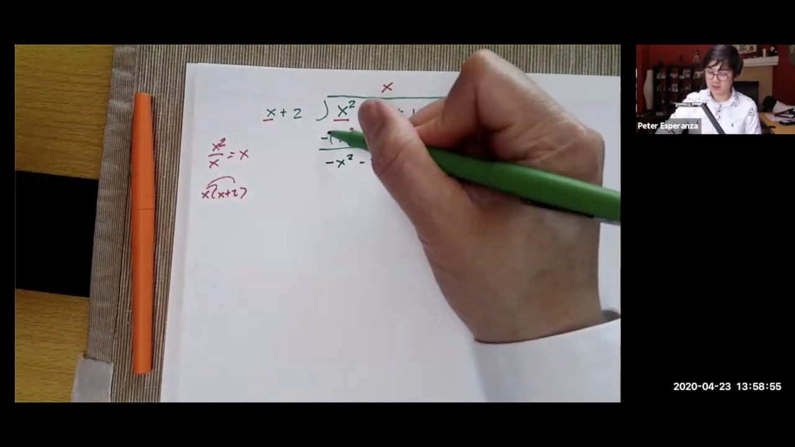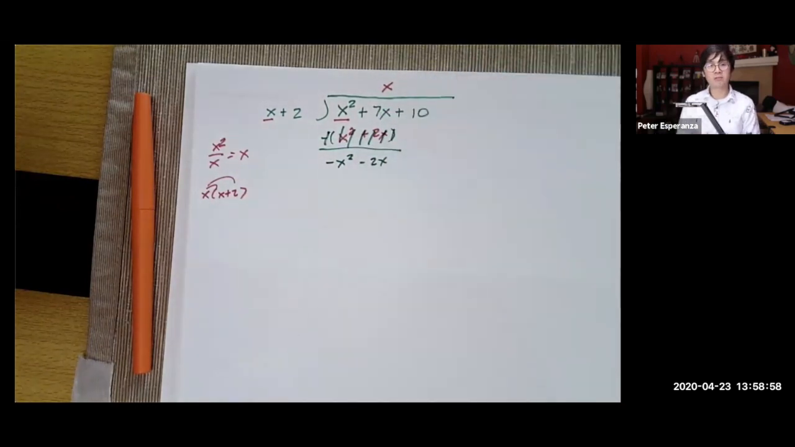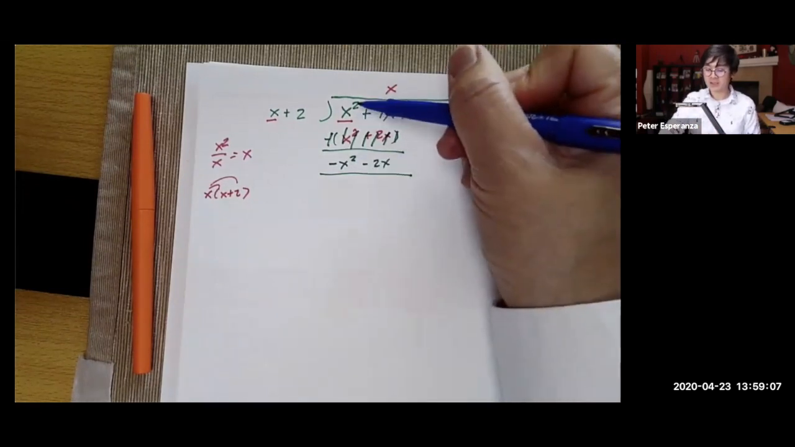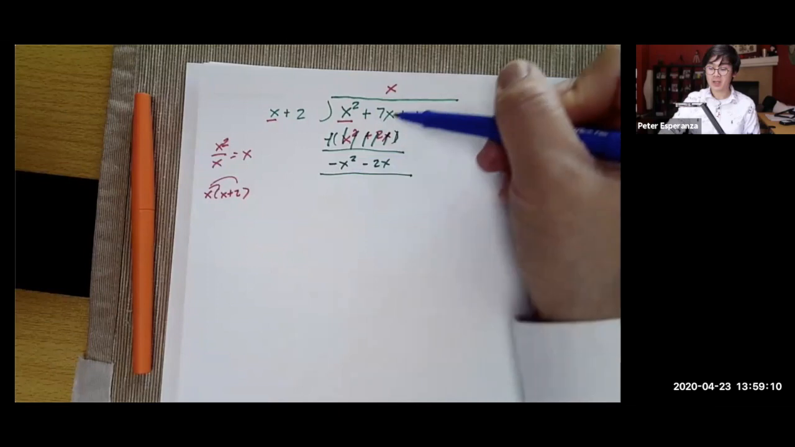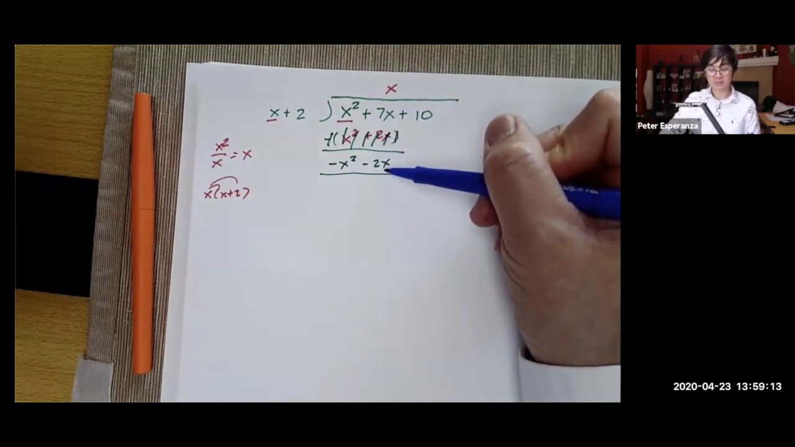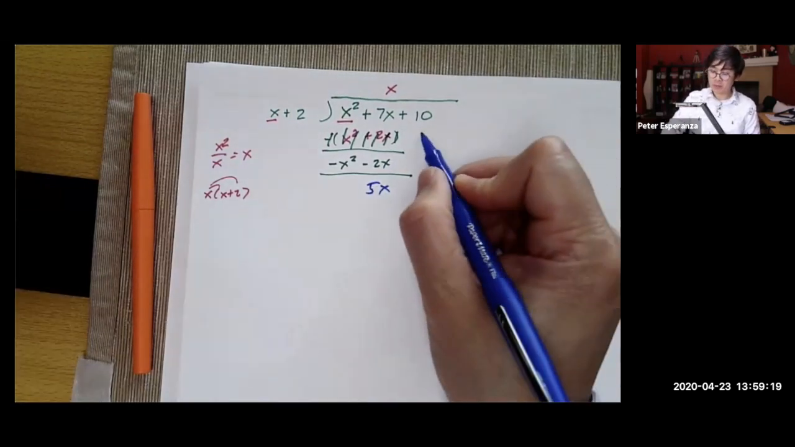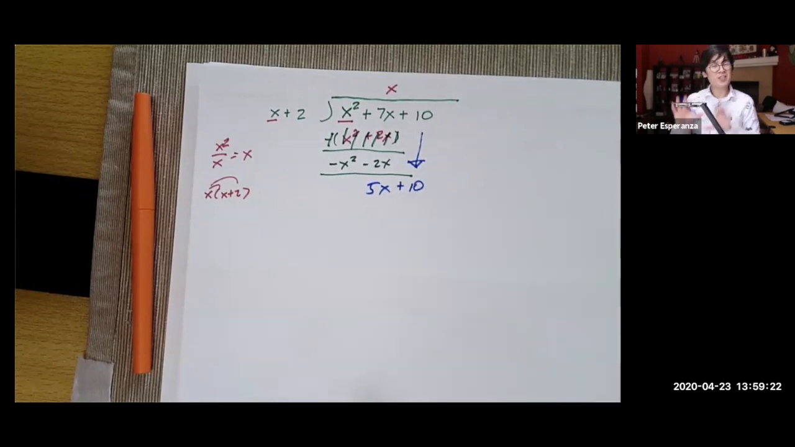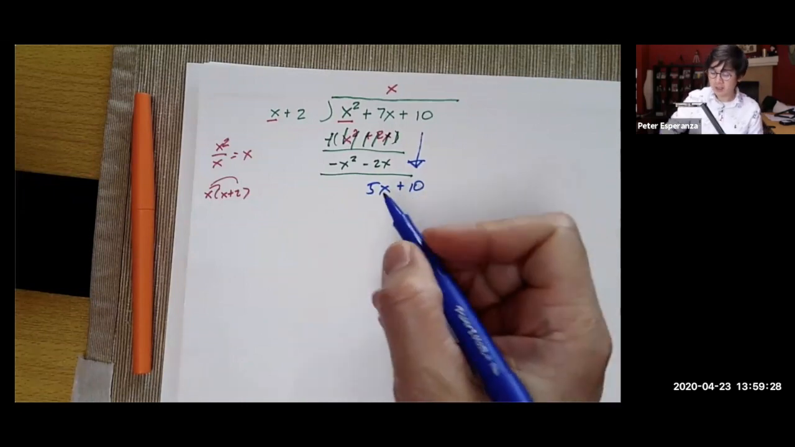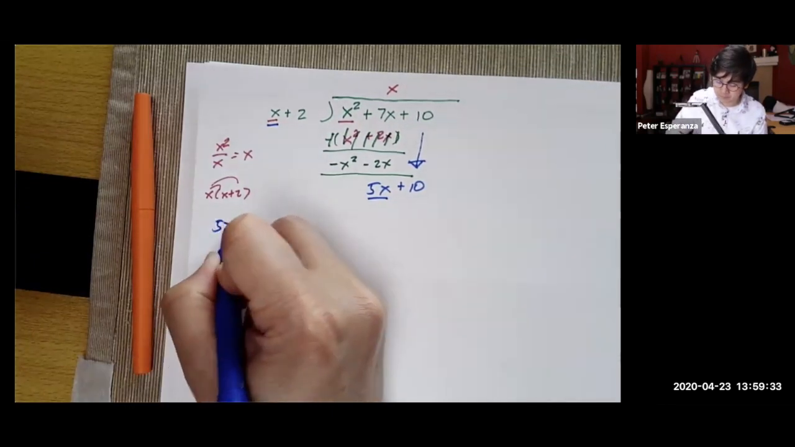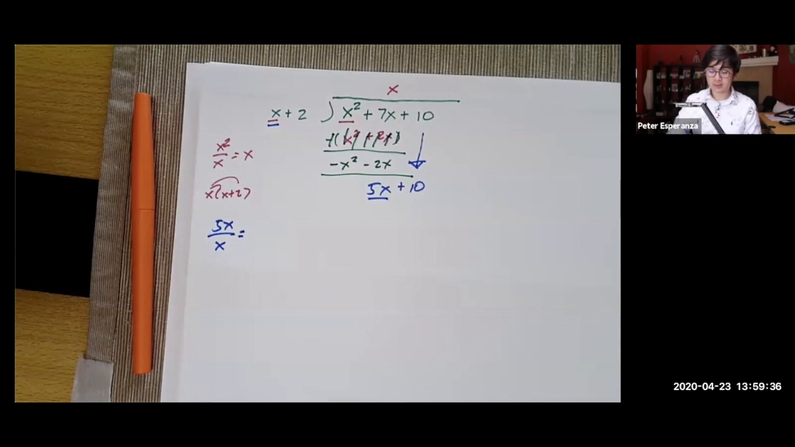Let's erase this and focus on our new polynomial. So now we will add it. X squared minus x squared is 0. 7x minus 2x is 5x. And then you bring this little number down. Even though you're not going to use it yet, you just have to bring it down because you're going to make a binomial in a little while. So now we're going to divide x and 5x. And what is 5x divided by x?